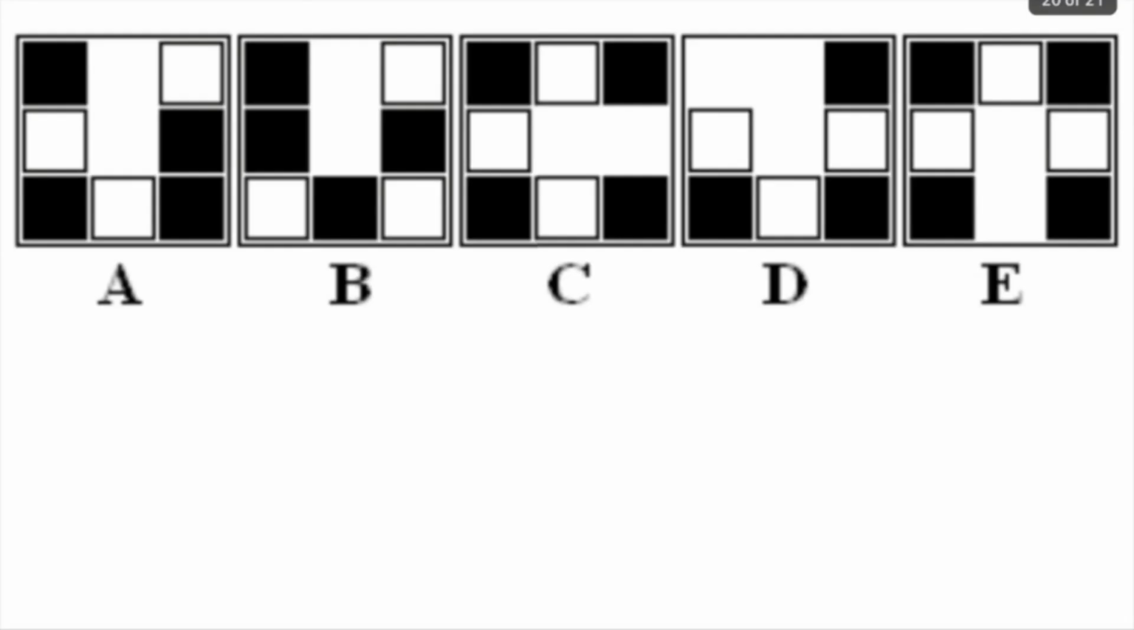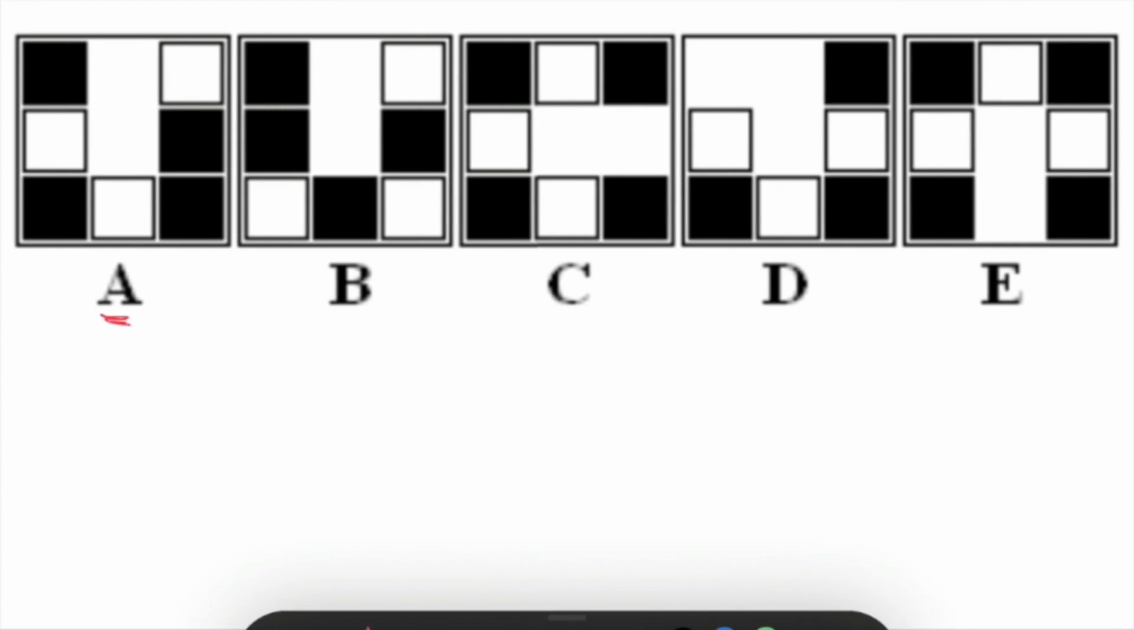Here is another question. We have 5 patterns. One of them is an odd pattern. Let's start with A. Pattern A, we have 1, 2, 3, 4 black boxes, 3 white boxes. So we have 4 black, 3 white boxes. In pattern B we have also 4 black, 3 white.